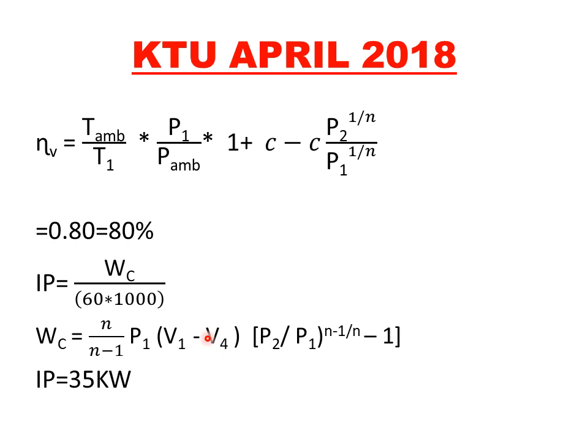So, if the value of this V1 minus V4 is in meter cube per minute, you need to divide it by 60. Then only you will get the work in joule per second. Otherwise, you will get the work in joule per minute. When I divide this by 60, you will get the work in joule per second. Joule per second is nothing but watt. And when I divide by 1000, then I will get the value in kilowatt. So, for finding the indicated power, first find the value of Wc.